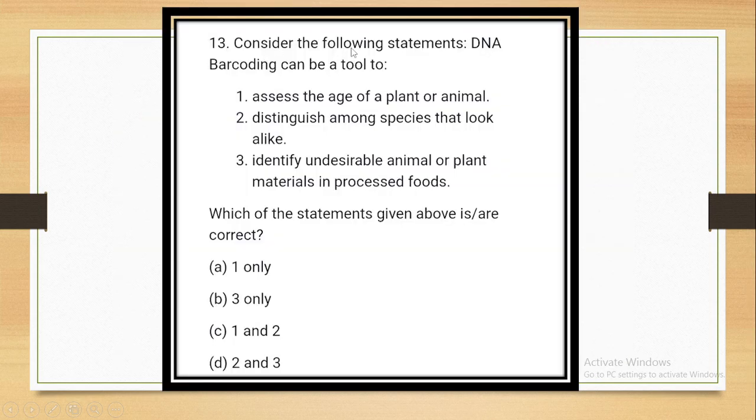Next question is this, related to DNA barcoding. The first statement says that it can assess the age of a plant or animal. This statement is incorrect. Look at the second statement. DNA barcoding distinguishes among species that look alike. The second statement is correct. The third statement is this, identify undesirable animal or plant materials in processed foods. The third statement is also correct. So the second and third statements are correct. Option D is the correct answer.